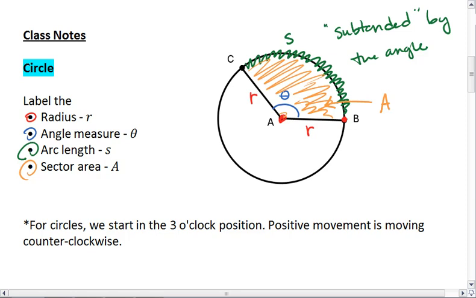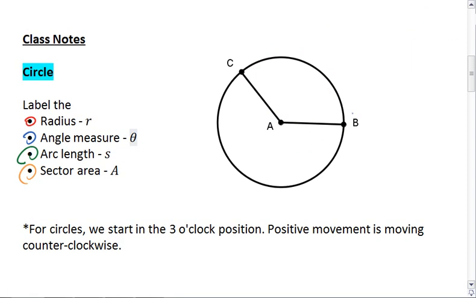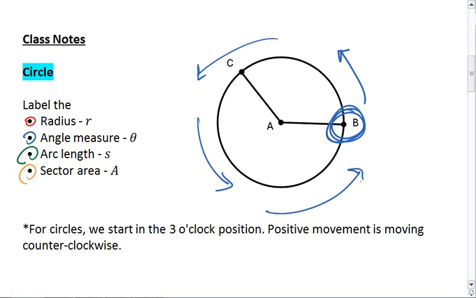Thus, we have the four main parts that we need to know: radius, angle measure, arc length, which is the portion of the circumference that's cut off by this angle, and sector area, which is the portion of the circle's area which is cut off by the angle. Do know that for circles in general, we start in the 3 o'clock position and we move counterclockwise. This is how we understand positive motion around the circle, and we do default to that 3 o'clock starting position.